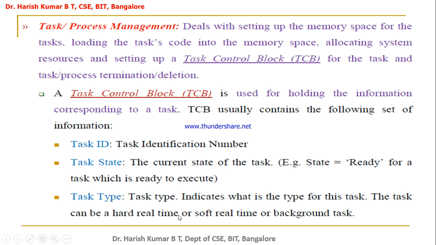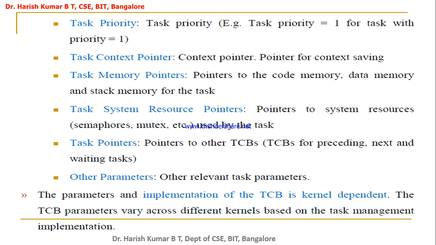And then the task type. It indicates whether the task is a hard real-time task or a soft real-time task, or whether it is just a background running task. And then task priority also. This stores the priority of the task. That is a numerical value which tells the priority of the task, and this priority information will be used by the scheduler for scheduling them for execution, or assigning the task the CPU for execution. So if this field carries the highest priority number, then it is given the first preference for execution.